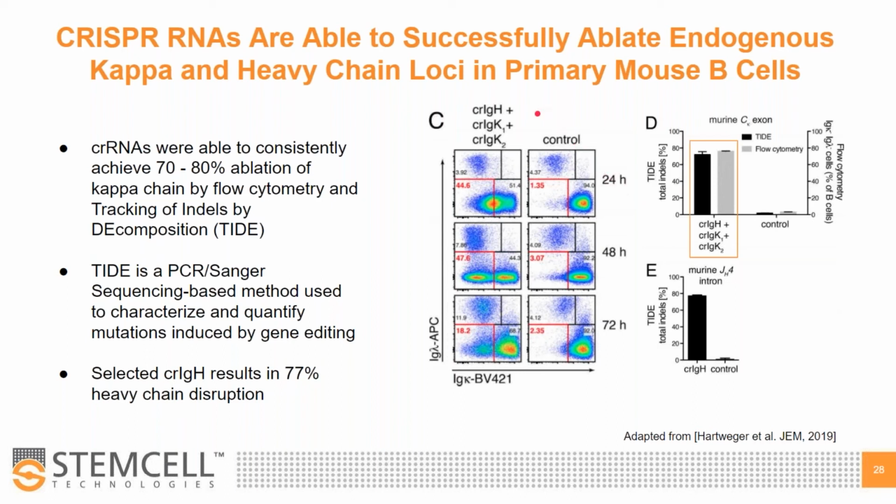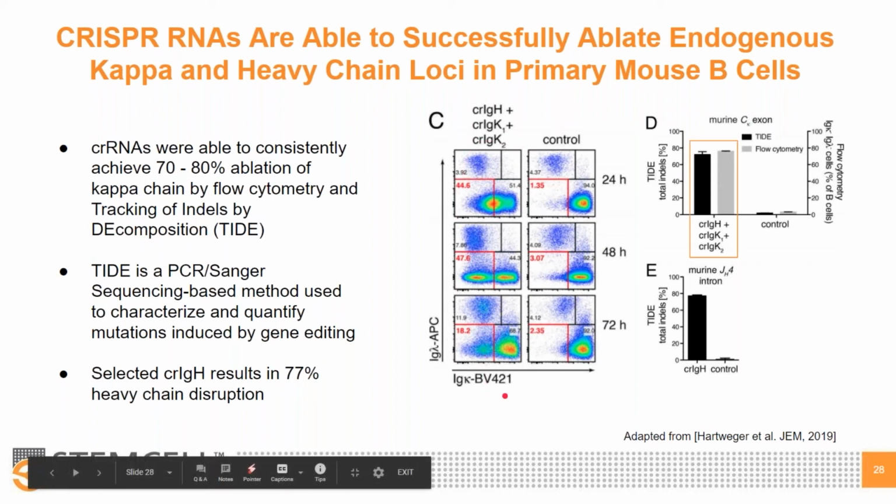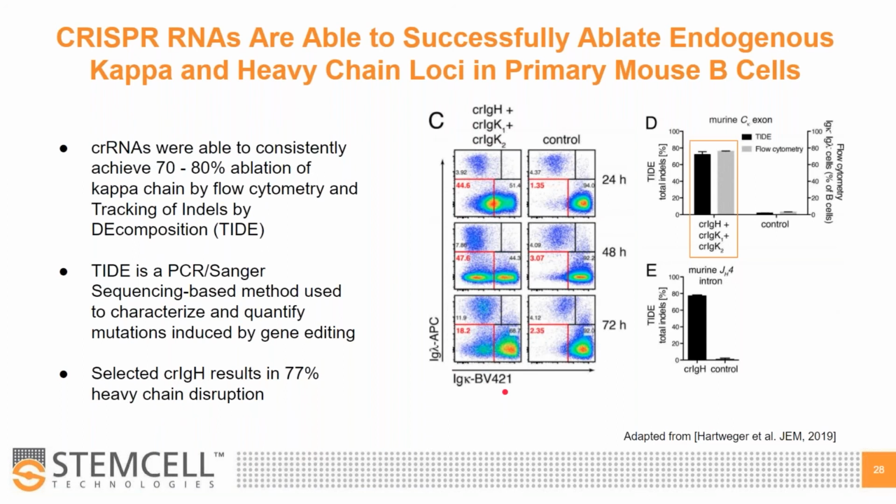So you can see that when they add the heavy and light chain CRISPR RNAs in comparison to control, they're able to successfully reduce the number of kappa or light chain expressing B cells. So this is reduced quite significantly at 24 and 48 hours, and the expression again is increased at 72 hours. So 24 and 48 are their optimal time points.